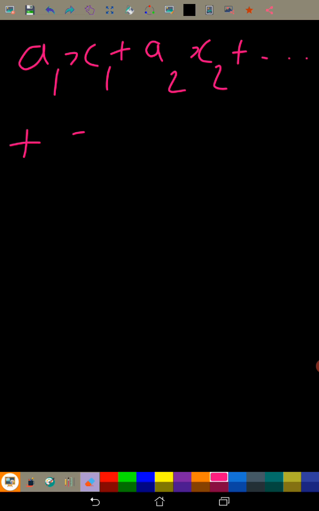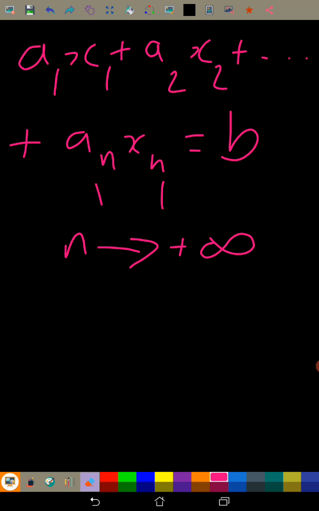A general linear equation in n variables can be a very long linear equation in the form of a1 x1 plus a2 x2 plus ... plus an xn. This can take any value and can tend to plus infinity. Alright, so that was an introduction of what a matrix is and what matrices are.